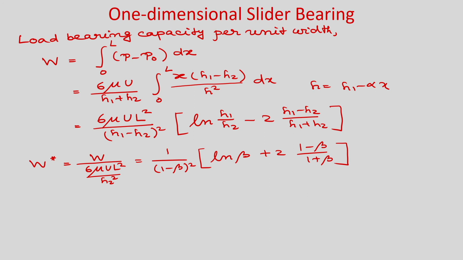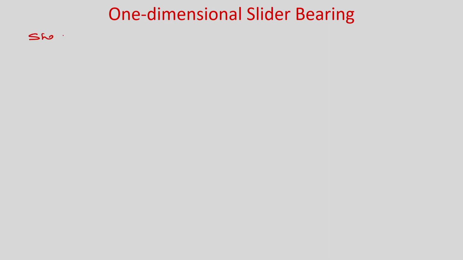Now, let us find what is the shear stress acting on the bottom plate, and the force required to move the bottom plate. So, we can write shear force per unit width F is equal to integral 0 to L of tau W dA, and per unit width we are writing, so dx.